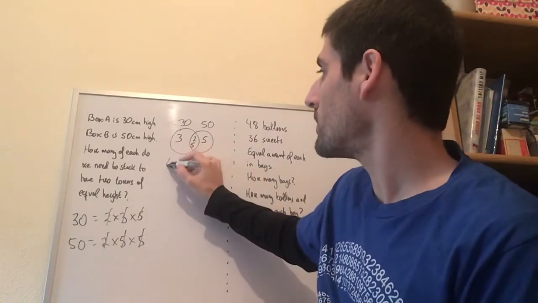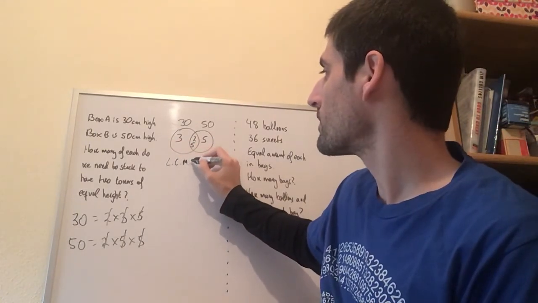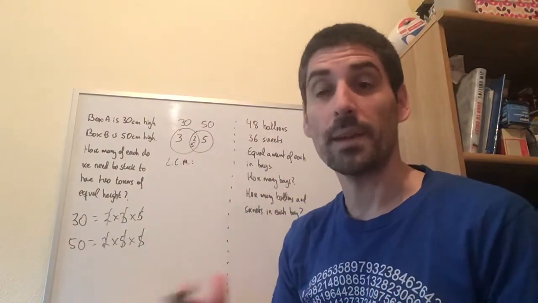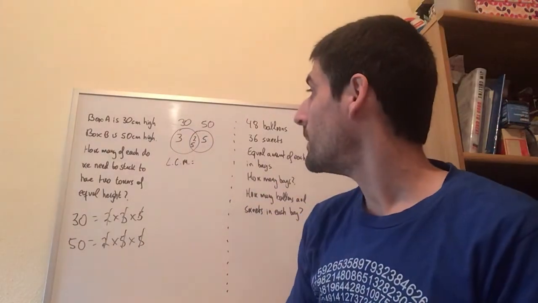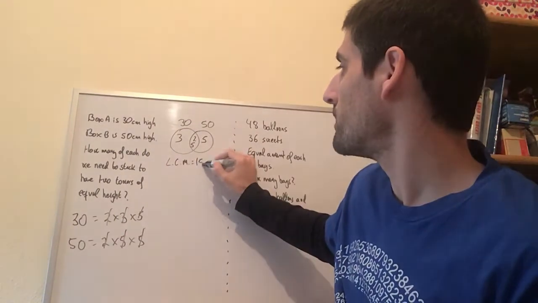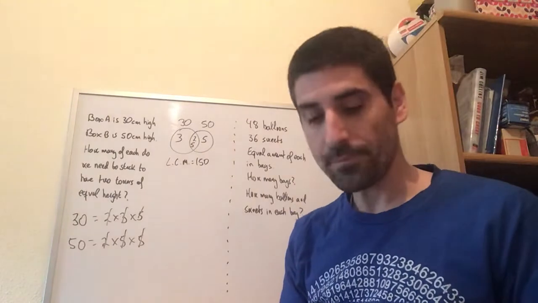So the lowest common multiple is going to be 3 times 2 times 5 times 5. You've got a calculator in the exam, so this shouldn't be complicated. 25 times 2 is 50, times 3 is 150. So the lowest common multiple is 150. I haven't finished.